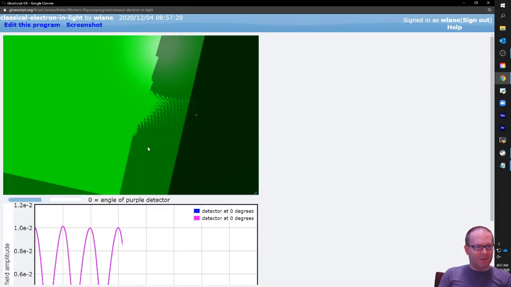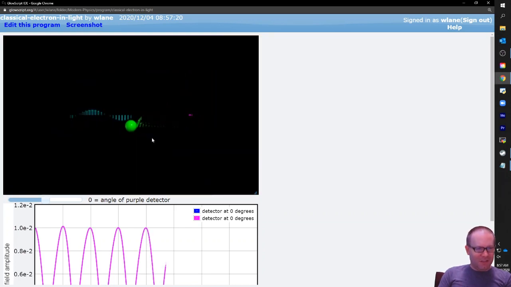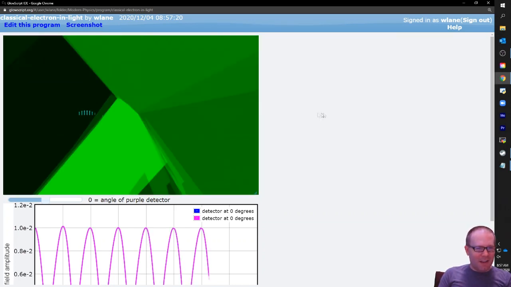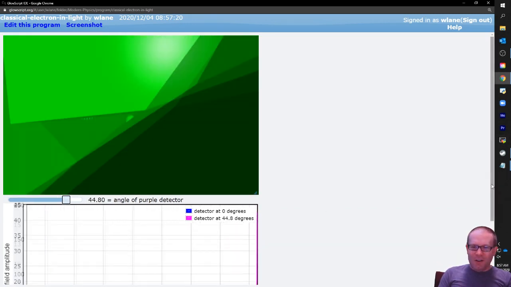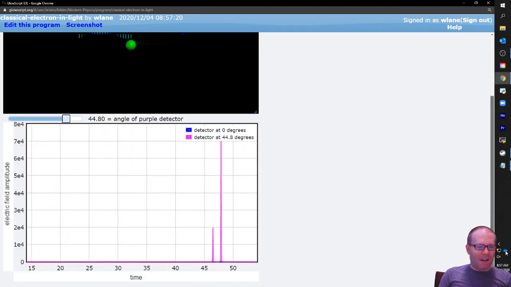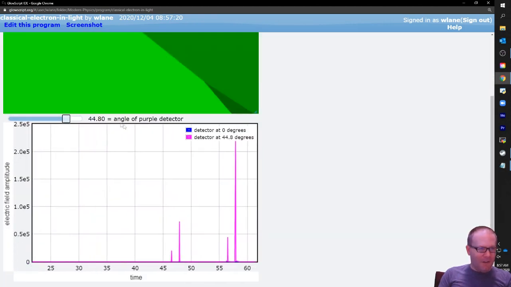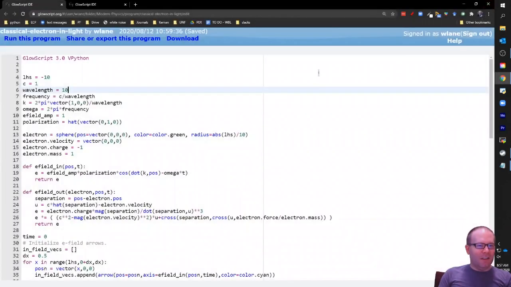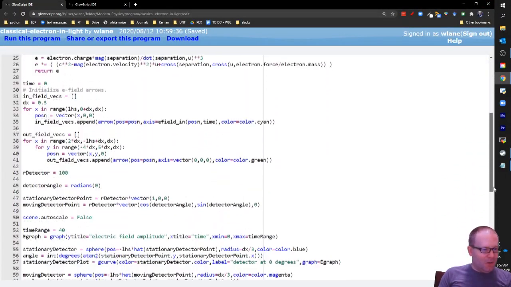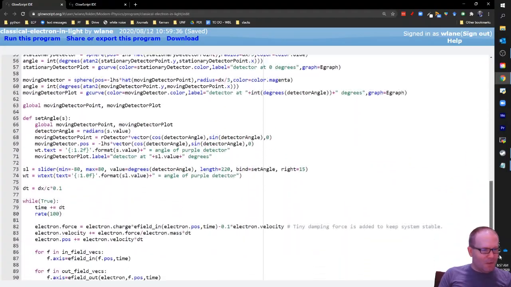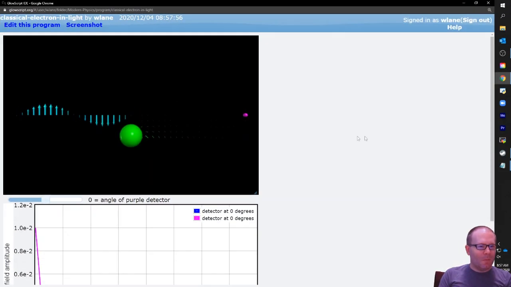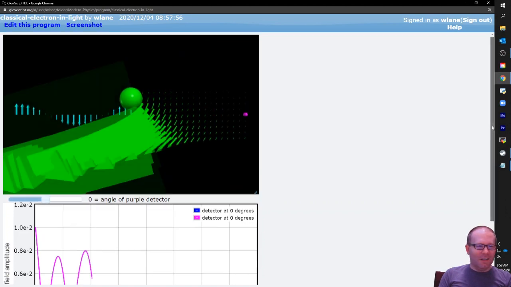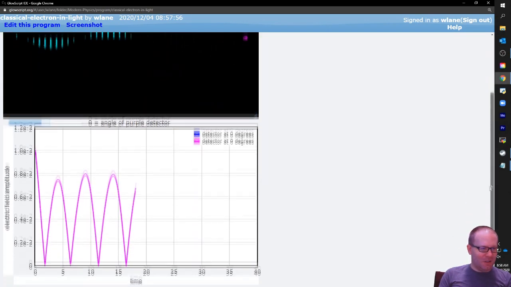Oh, and I've got field vectors coming out of the screen there. I probably need to change my scale factor there. But again, you notice no matter where you place your detectors, you're going to get the same frequency as you had coming in. Oh my, we got quite a lot of electric field there. I think I need to increase my damping force there. Why don't we try that? Where's the damping force? Here it is. Maybe I need to change this. Let's increase it by a factor of 5. Yeah, still getting some amazing electric field vectors there.